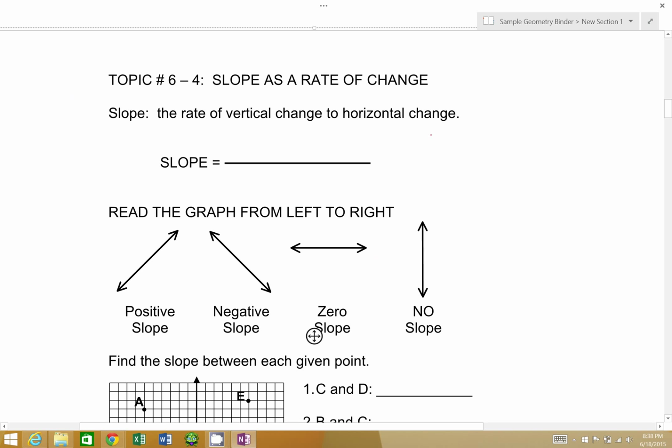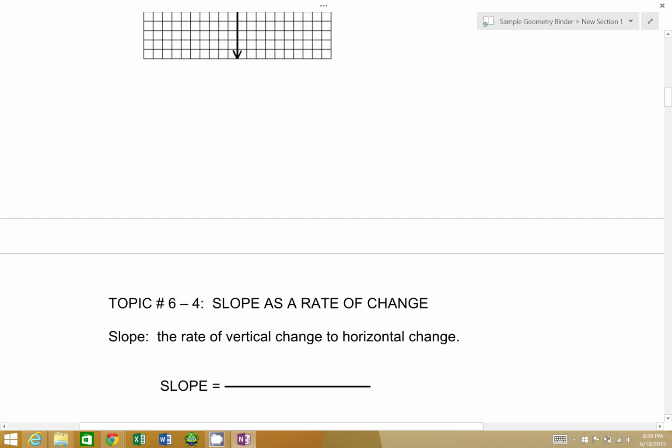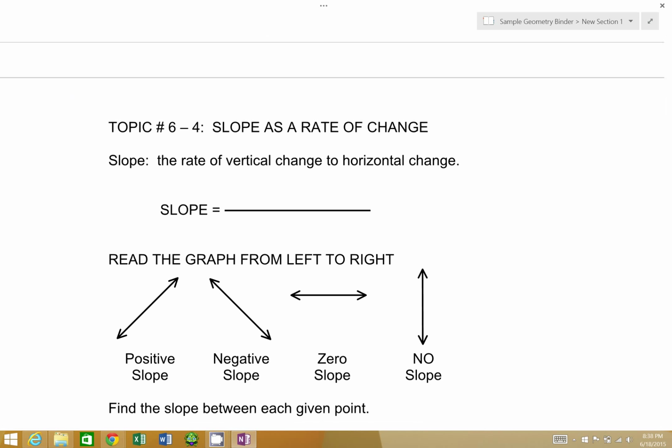We also call this rise over run. So my slope, basically, the rate of vertical change, so how much am I going up or down compared to how much am I going left to right? Okay? We would also call this any type of constant rate if we're dealing with a practical problem.